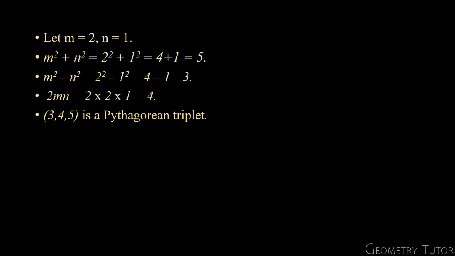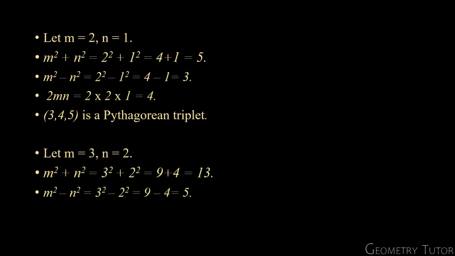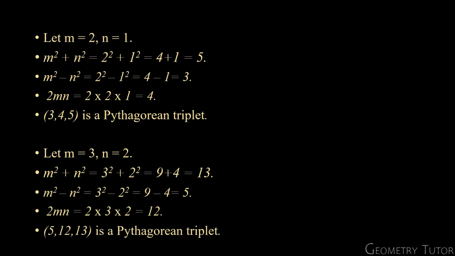Now let us find out another Pythagorean triplet by using same method. Let m is equal to 3 and n is equal to 2. So m square plus n square is equal to 3 square plus 2 square is equal to 9 plus 4 is equal to 13. In this way, we get one side. Now, m square minus n square is equal to 3 square minus 2 square is equal to 9 minus 4 is equal to 5. Third side, 2mn is equal to 2 into 3 into 2 is equal to 12. So, 5, 12, 13 is a Pythagorean triplet. So, in this way, we have found out two Pythagorean triplets.